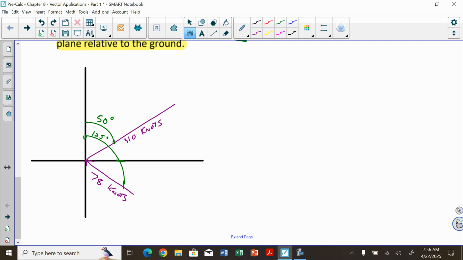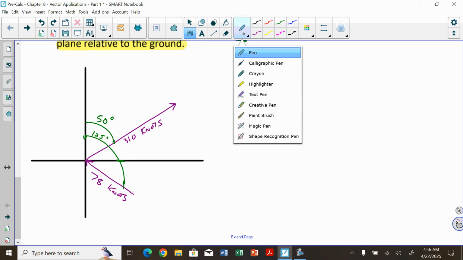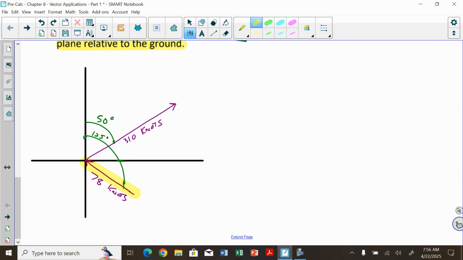Now we want to know the speed and direction of the plane relative to the ground. Basically the wind is blowing against the plane here. To do this, I want to go tip to tail because I've got my vector here. My plane is going off in this direction, but the wind is blowing back in this one. So if I want to go tip to tail, I'm going to take this vector and translate it up to the top here, moving it from here to here.